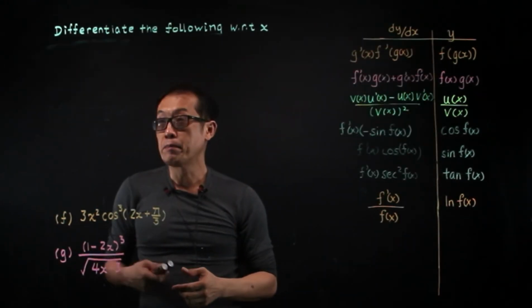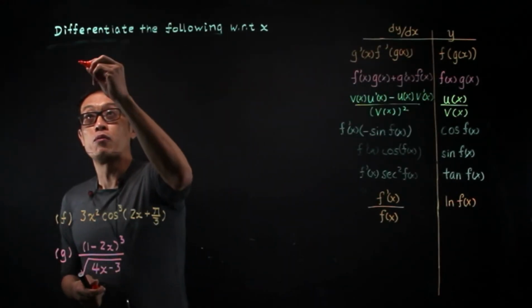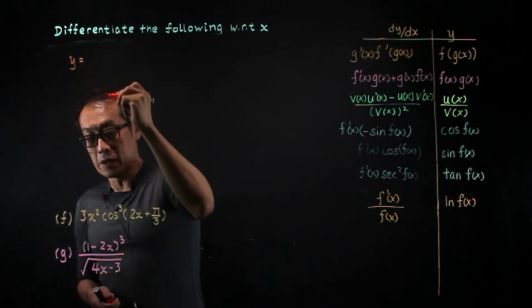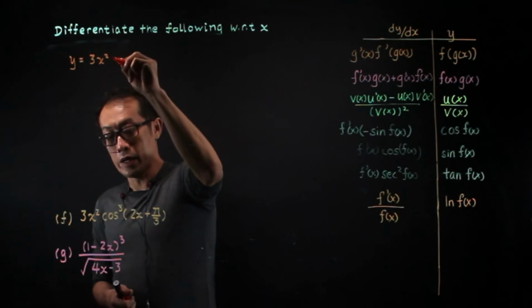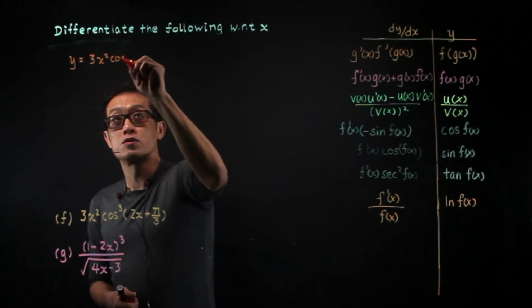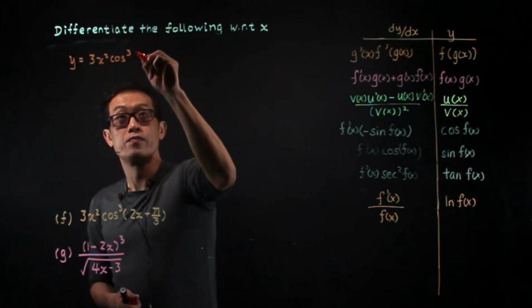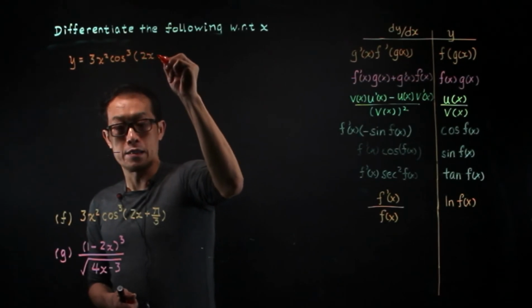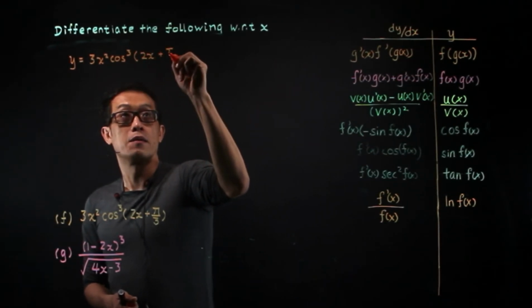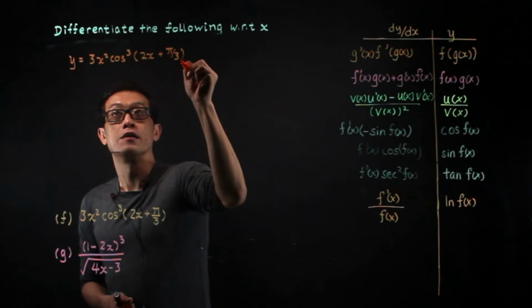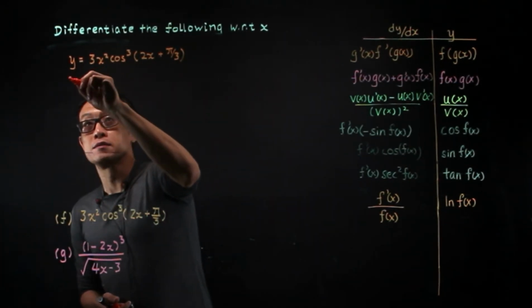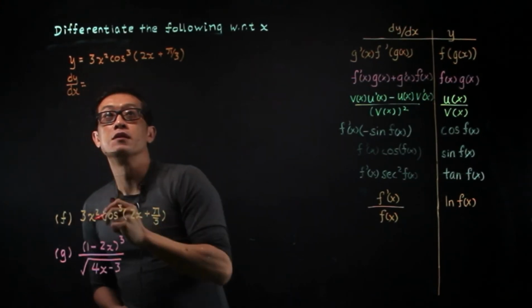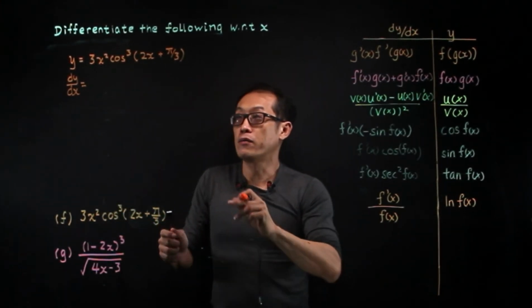Let us try part F. Now let y be equals to 3x squared cos cube into 2x plus pi over 3. Now, so if we do a dy dx, now how are we going to differentiate this? This is a product of two functions.